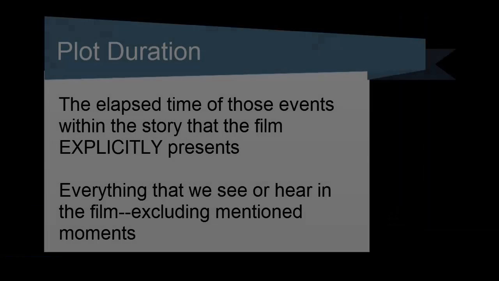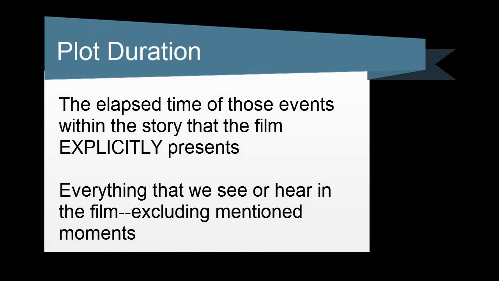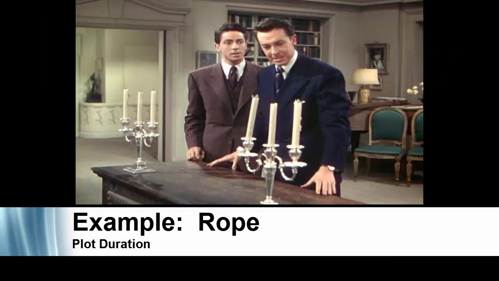Plot duration involves the elapsed time of those events within the story that the film explicitly presents. Everything that we see or hear in the film, excluding the mentioned moments, are all dictating the duration of the plot. I chose Hitchcock's Rope as an example because from the moment that these two teenagers kill their friend to the end of the party that involves all of this friend's parents and other acquaintances really only takes a couple of hours. And the film itself is only a couple of hours. So the duration of the plot is really just a couple of hours.